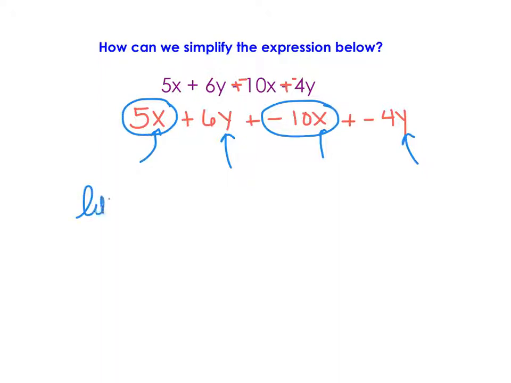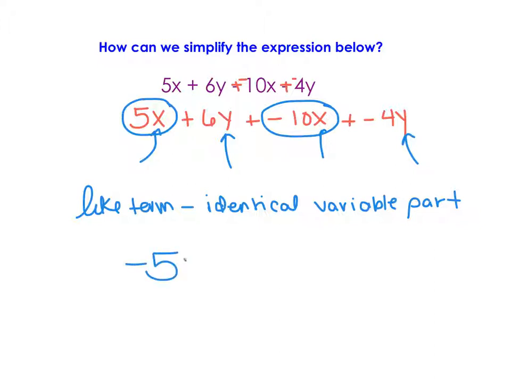So when I say a like term, and that we're going to combine like terms, I mean it has an identical variable part. Here we see that we have x and x on both of those terms. As a result, they can be combined together using addition just like we did before. So 5 plus negative 10 combines to be a negative 5 times x.